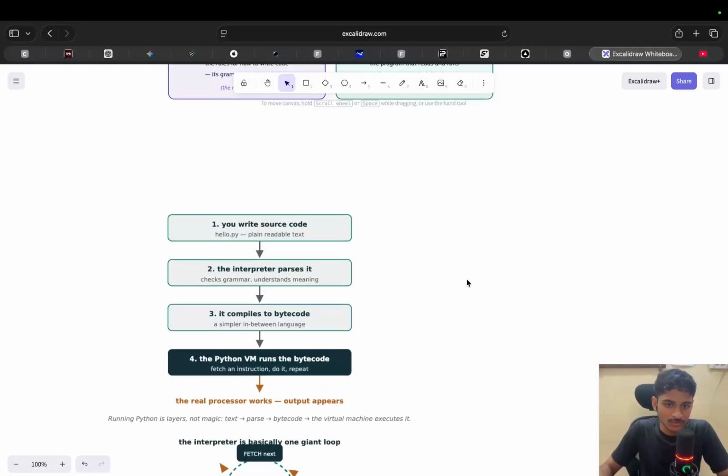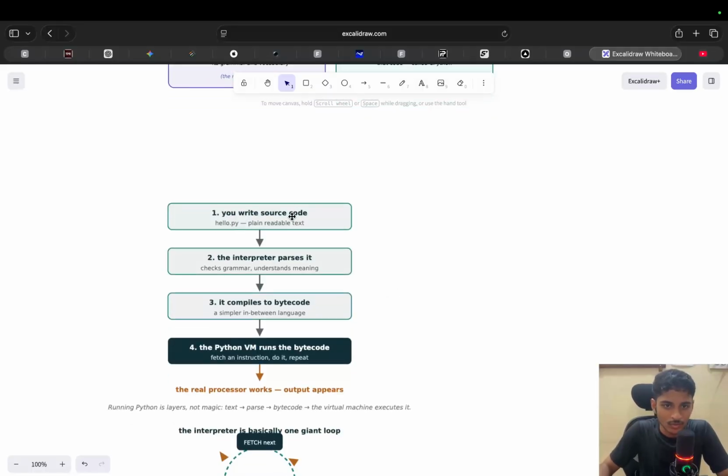So what's the process? You write your code in a plain .py file. Whenever you write your code, you have data. How does the computer know how to parse it? How does the computer know what type of data it is?